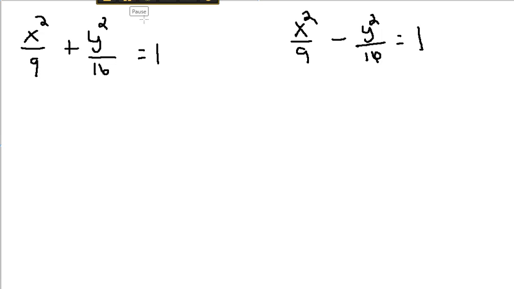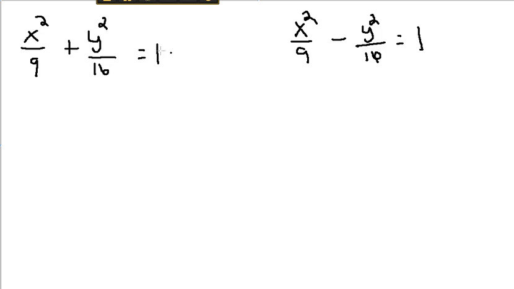Okay, these two problems. Here we have an ellipse and a hyperbola. How do you know the difference? With an ellipse, it's in the same form. X squared over a squared plus y squared over b squared is equal to 1. And this one, only difference, they look exactly the same, but the ellipse has a plus, the hyperbola has a minus. Okay, that's the main difference.